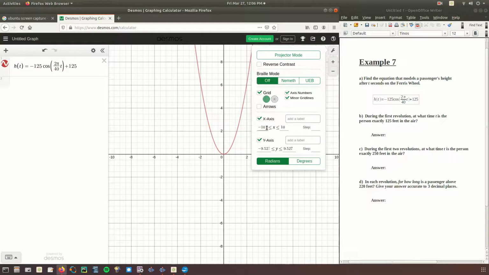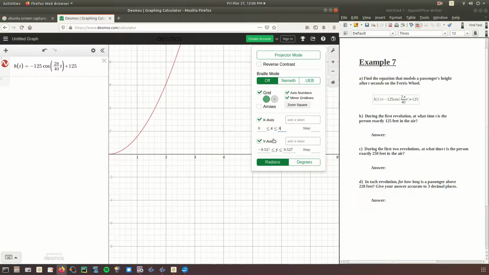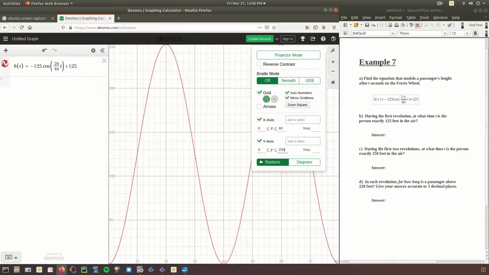And as we said, our x-axis should be handling our time values. I'd like these to go from 0 to, and let's just do 80 for now. We'll be able to scroll around a little bit, but this is going to say from 0 to 80 seconds. This will give us our first 2 revolutions on the Ferris wheel. Similarly, our y-axis values, or what we're thinking of as our heights, should go from a minimum of 0 up to a maximum of 250.